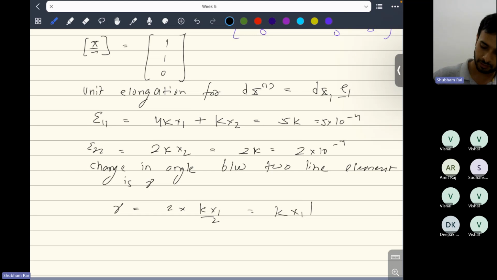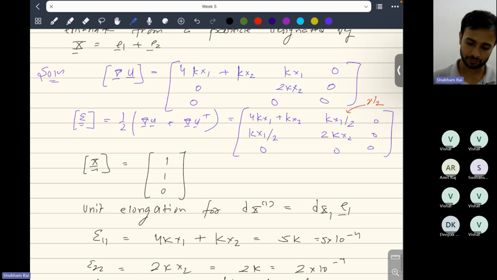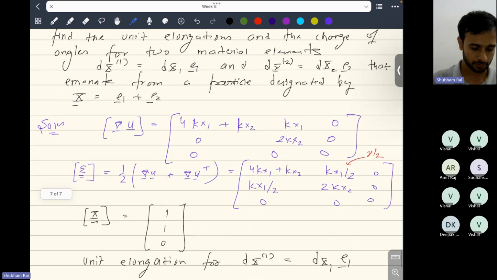You have to find that at x1 equal to 1 and x2 equal to 1. If you do that, you get k, so that is 10 to the minus 4, and this will be in radians. So this is the longitudinal strain along dx1, this is the longitudinal strain along the second material element, and this is the change of angle between those two material elements. That's how we have solved this question. Let's go to the next question.